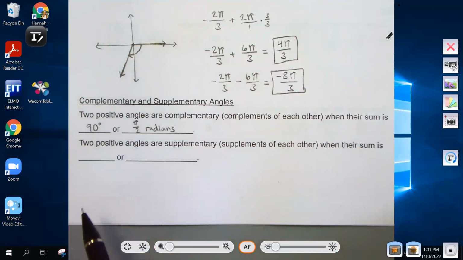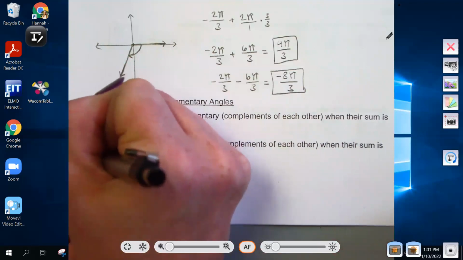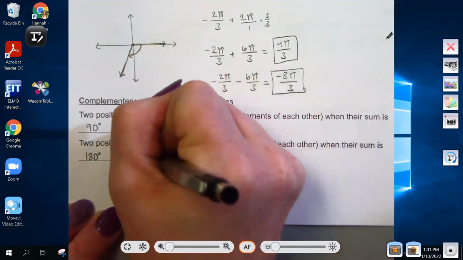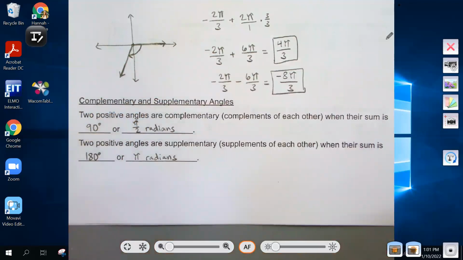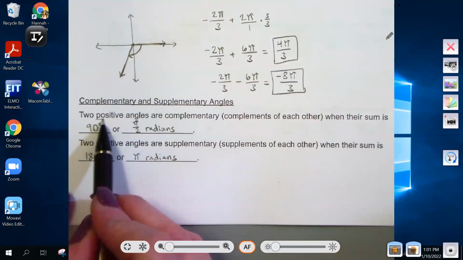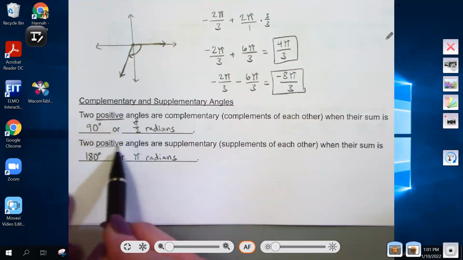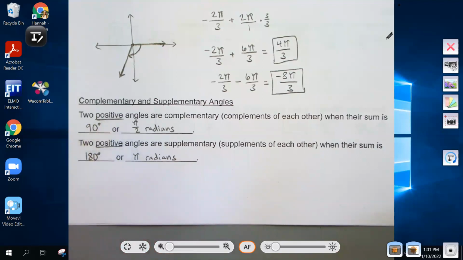Two positive angles are supplementary, or supplements of each other, when their sum is 180 degrees, which is pi radians. So really quickly, notice these 2 angles that either are complements or supplements of each other must be positive angles. So we're eliminating any negative angles in this. There's not really another reason for that other than that's just the definition of complementary and supplementary.